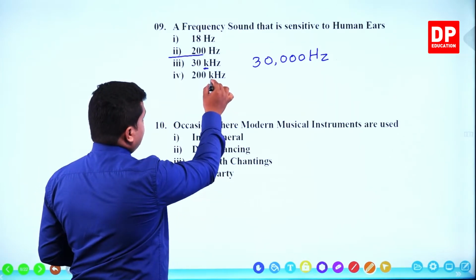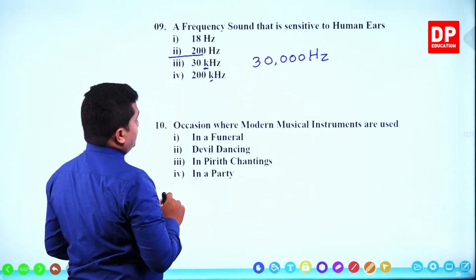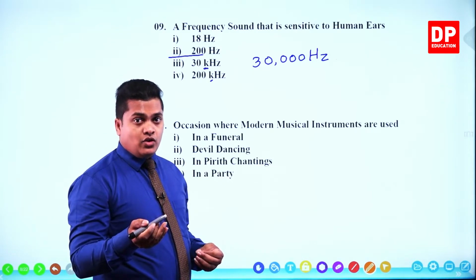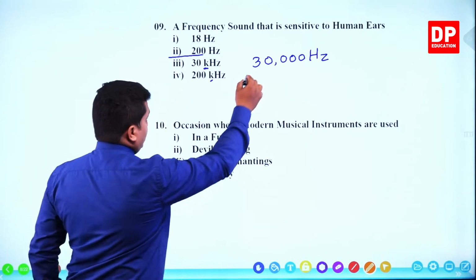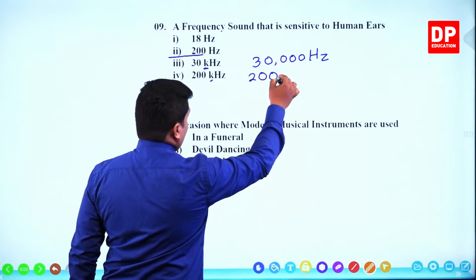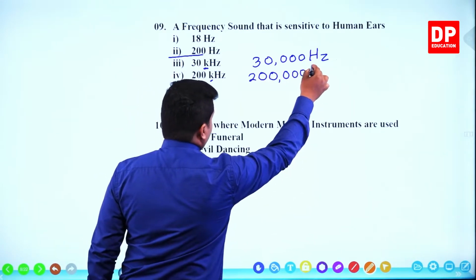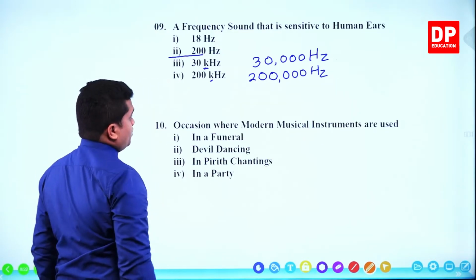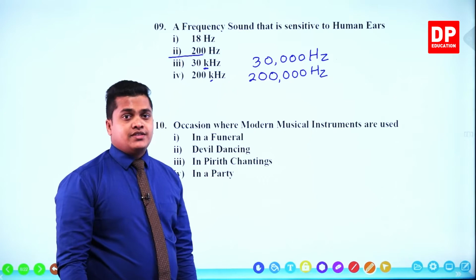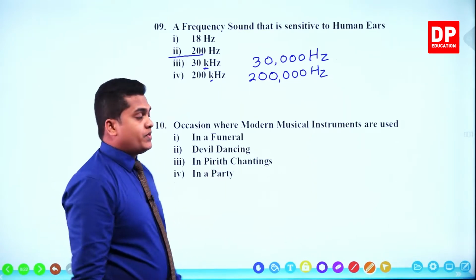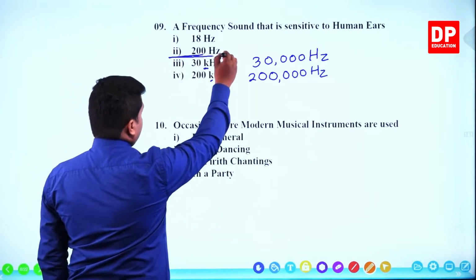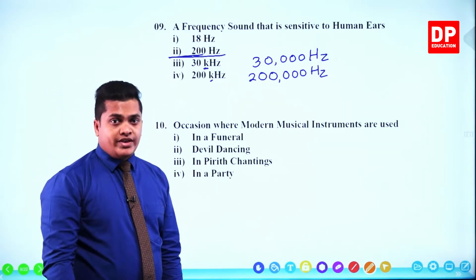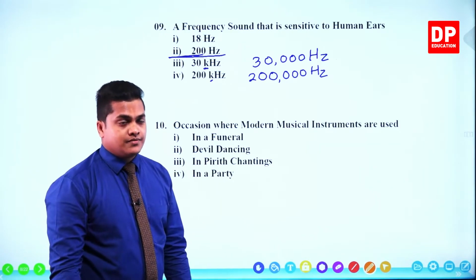Then the next one, 200 kilohertz. Once again there is kilohertz. So 200 kilohertz means 200,000 hertz. So this is also a sound which is not sensitive to human ears. So my correct answer is 200 hertz, which lies in between 20 hertz and 20,000 hertz.